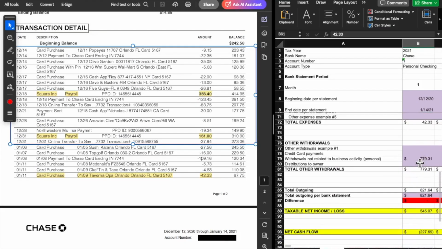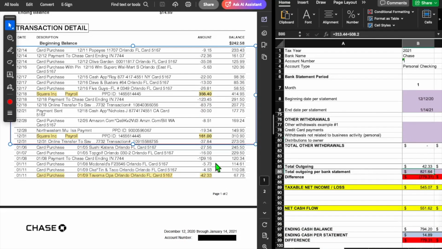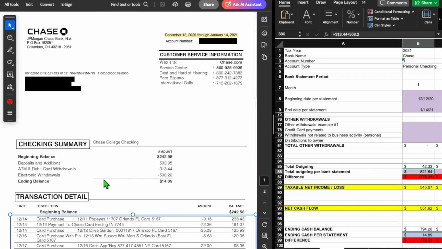So I could either do a formula here where I would do equal and then just start adding up everything, like 9.15 plus 72, etc. I'm not going to do that. Rather, I'm just going to put what I know for sure are his business items here, and put whatever the total outgoing is per the statement, which in this case is the sum of these two numbers, the 313 and the 508. And you can see that's what I did in the formula. I did 313 plus 508. That tells me my total outgoing on my bank statement is $821.